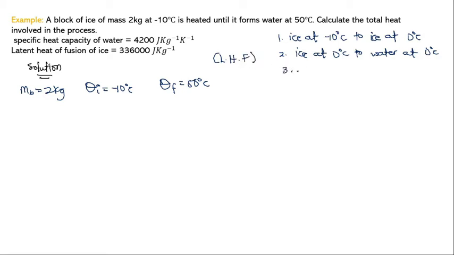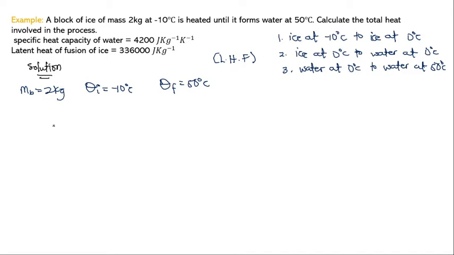Now the third one is that we need to convert water at 0 degrees Celsius to water at 50 degrees Celsius, which is now the final temperature of the water that we have. The sum of the energies involved in these 3 steps will give us the total energy involved in this process. So let's take them one by one.